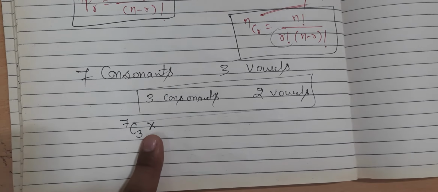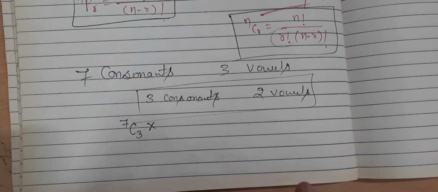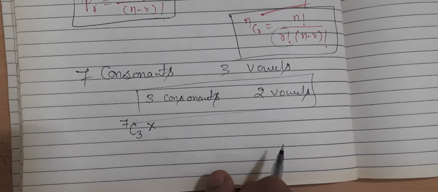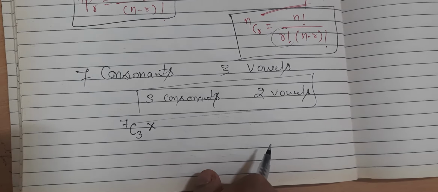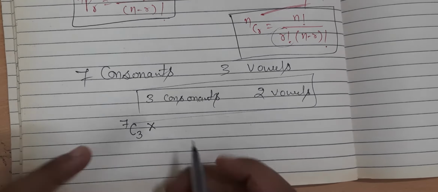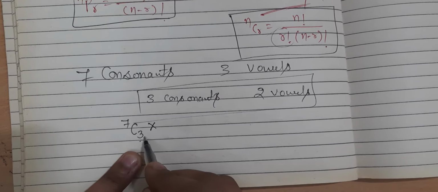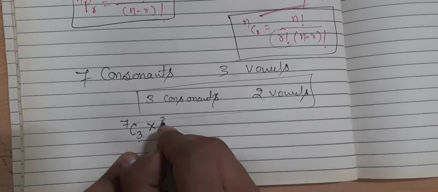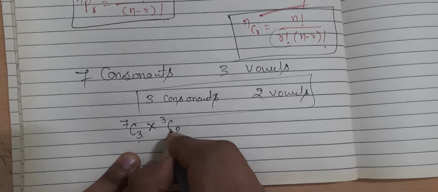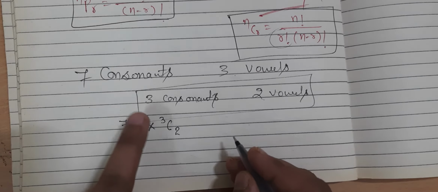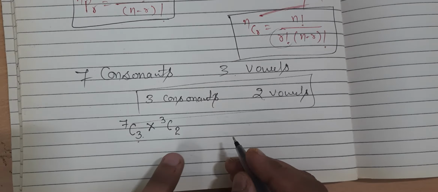Here the question is incomplete. How to identify whether we have to use the principle of addition or the principle of multiplication? This is the way, okay? If you feel that the question is incomplete, then it's a dependent case. So here we will use the principle of multiplication. So 7C3, we have taken 3 consonants. Now we have to select 2 vowels out of 3, so 3C2. Right?